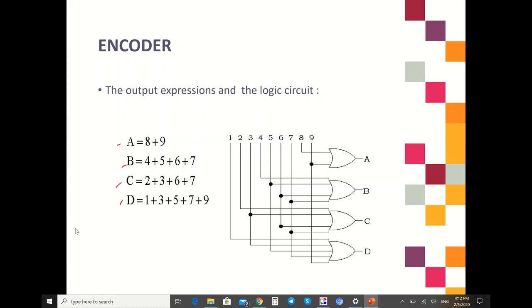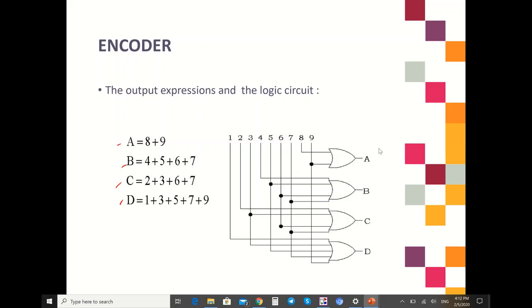So that means for the encoder, the truth table and also the logic circuit are slightly different from what you learned in chapter 2, 3, or 4. Because in chapter 2, 3, and 4, our inputs are the variables A, B, C, and D, right? But in this case, the input itself is the decimal. Then the output will be the variable. Because the function of an encoder is to translate from decimal to binary. So that's why your input must be in decimal, and your output must be in binary, represented by variables A, B, C, and also D.